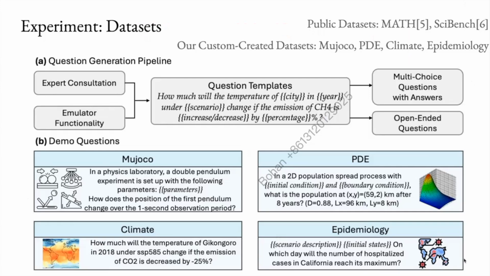Our custom datasets were carefully constructed through a systematic pipeline. We first developed domain-specific question templates through expert consultation and based on tool functionality. Then we generated individual questions and their answers by sampling parameters within scientifically valid ranges. Most of our custom datasets consist of multiple choice questions, with the climate science dataset being an exception, as it also includes open-ended questions, such as proposing climate change mitigation policies.